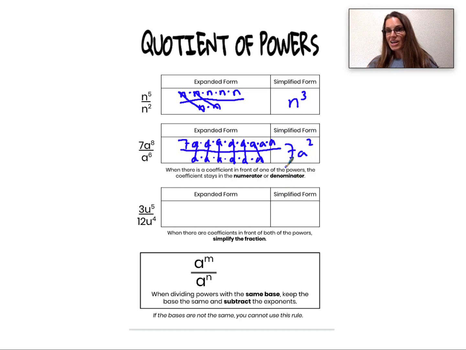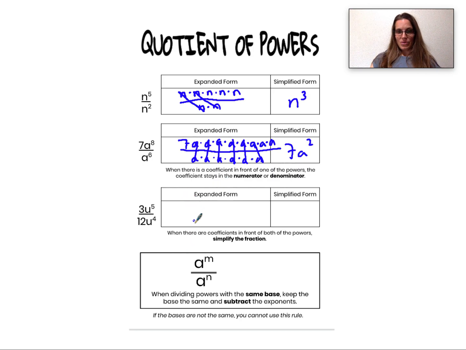I don't write a dot in between those. That's what a coefficient is. I'm multiplying it by that power, 7 times a squared. This says when there is a coefficient in front of one of the powers, the coefficient stays in the numerator or the denominator. If this would have been a to the 8th divided by 7, a to the 6th, my final simplified form would be a squared over 7, which I could also write as 1/7 a squared. But we usually just write it as a squared divided by 7, a squared over 7.